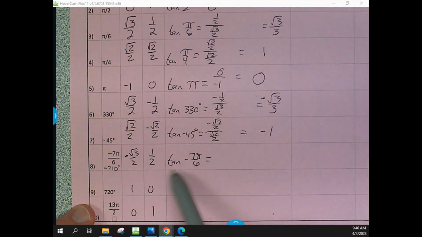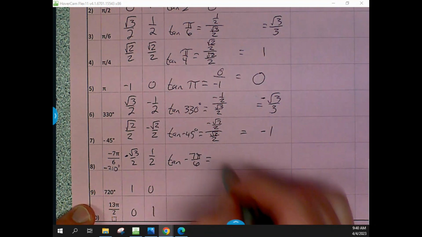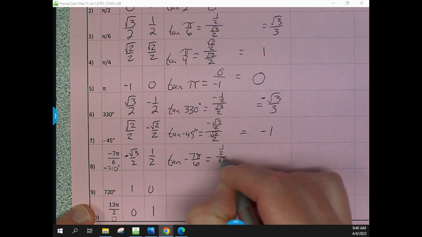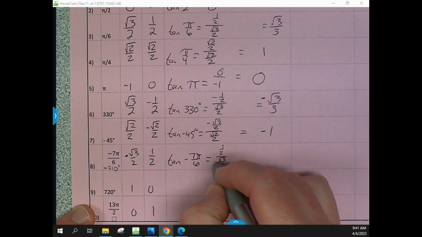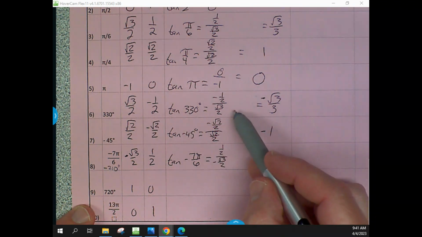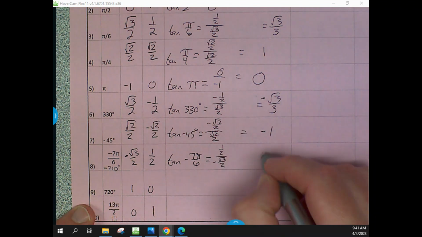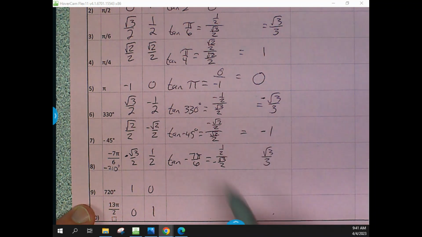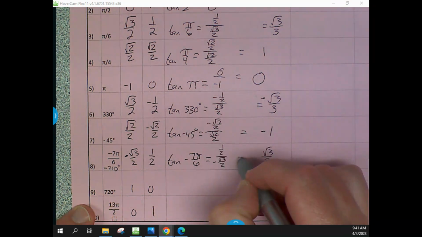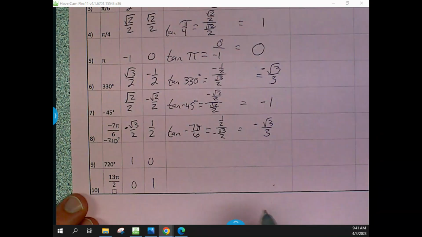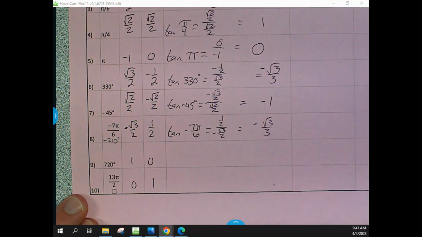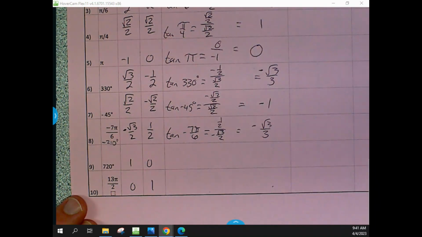All right, we've got tangent of negative 7 pi over 6. That's 1/2 over square root of 3 over 2. But if you look up here, oh, look, that's the same thing we had right there, right? So we know it's going to be square root of 3 over 3. We're dividing a positive and a negative, which means the answer is going to be negative. So all the answers are there. You just have to realize, oh, if I set this up, then the answer is always going to be this. Or if I do this, the answer is always going to be that kind of thing.